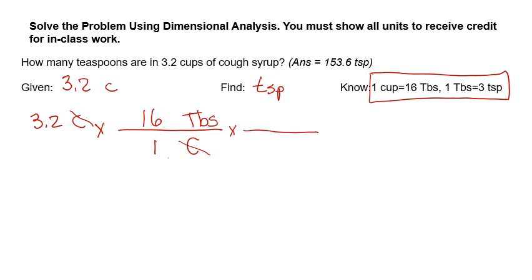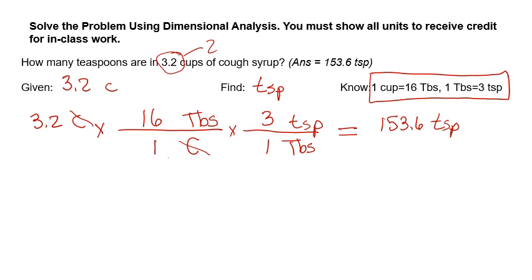So we have canceled out our cups. Next, we need to cancel out our tablespoons, TBS. And we look and we go, oh, I can go from tablespoons to teaspoons. So we're going to put TSP in the numerator, and we have 3 teaspoons for every 1 tablespoon. So we multiply everything on the top and divide through by everything on the bottom, and you get 153.6 TSP.